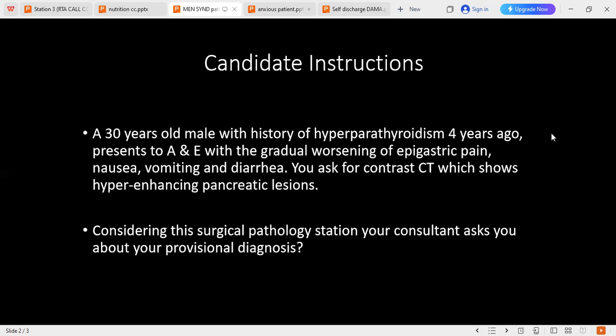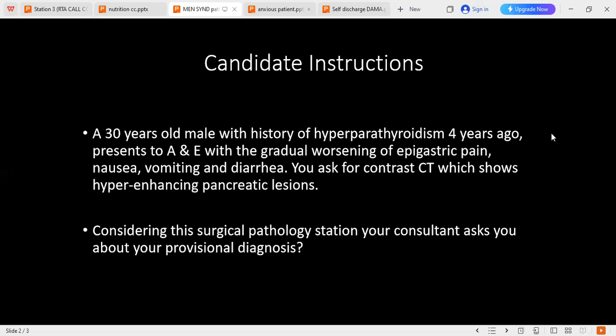Okay, ma'am. So if you've read and understood the surgical pathology station, please tell me what is the provisional diagnosis for this patient that you will consider? It may be the case of multiple endocrine neoplasia, ma'am. How would you confirm your diagnosis? I'll confirm my diagnosis by taking history, examination, and investigations.